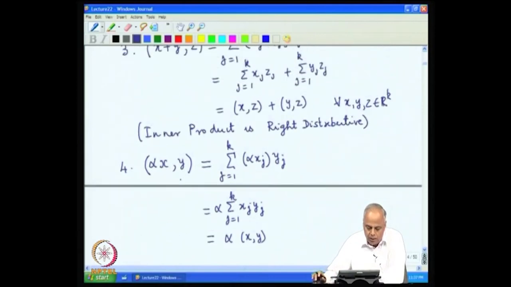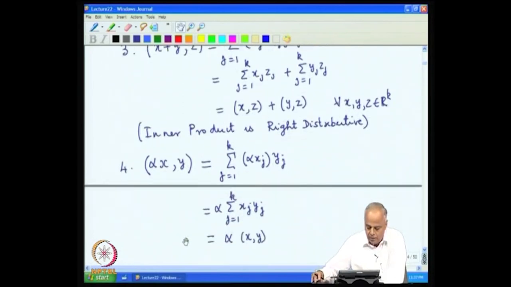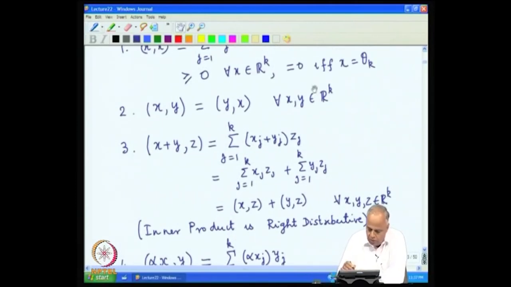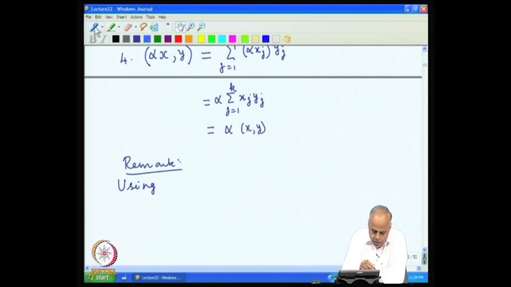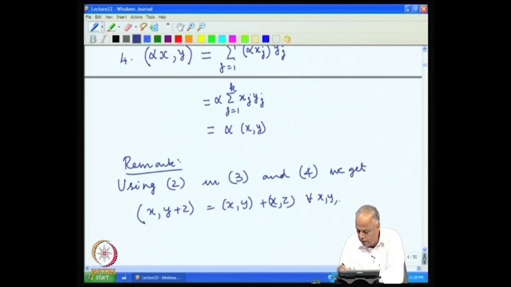Remark: since the inner product is symmetric, right distributive will also imply left distributive, and pulling out alpha from the first term in the inner product will also imply pulling out alpha from the second term in the inner product. So, using the symmetry property, which we have called 2, in the distributive property and the scalar multiplication property, we get (x, y plus z) is equal to (x, y) plus (x, z) for every x, y, z in R^k, that is left distributive.